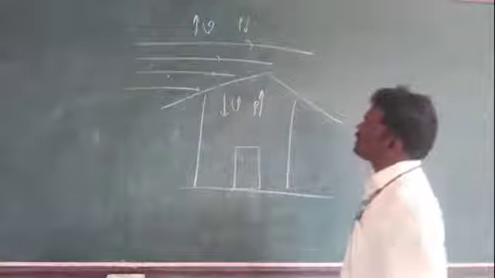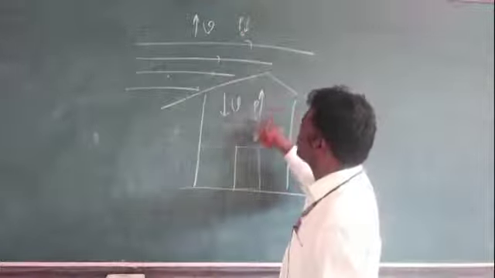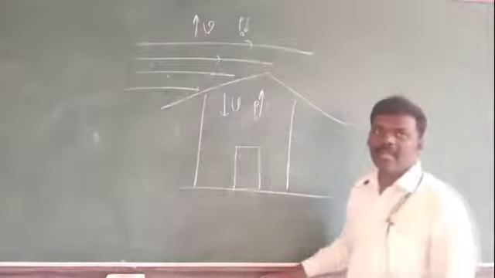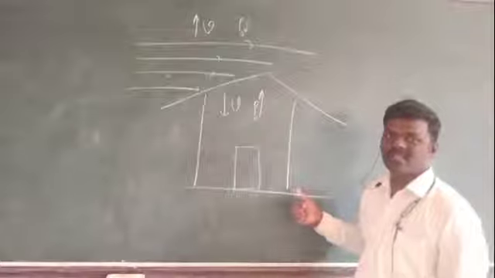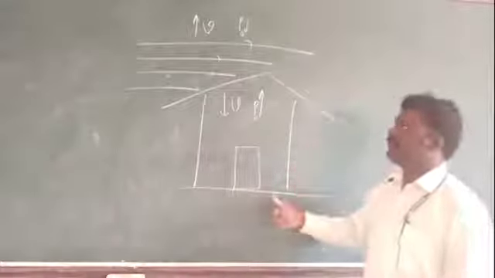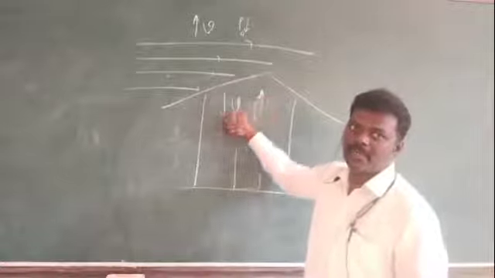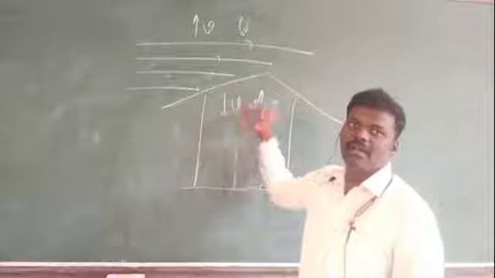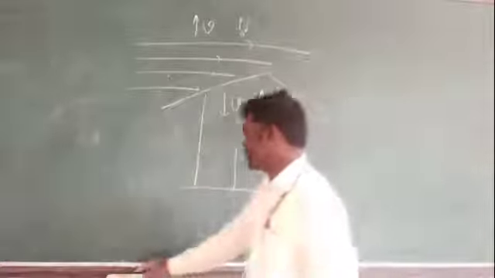There is a pressure difference. This is atmospheric pressure only, this is also pressure, so there is a pressure difference between inside and outside. Then what happens here? The roof is blown off. Because of the pressure difference between inside and outside, the roof of this house moves away. This is also an application of Bernoulli's principle.